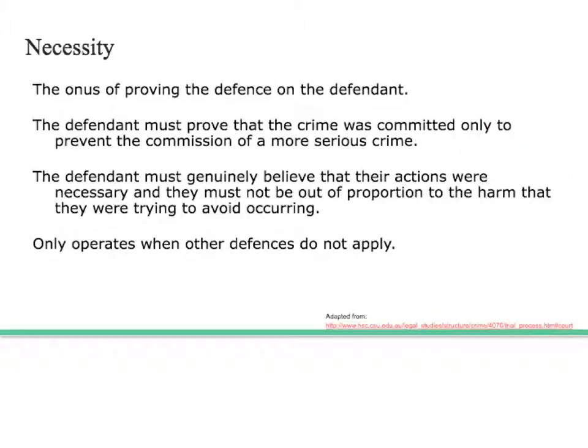Now, necessity is another interesting one. The onus of proving this defence is on the defendant. So the defendant must here prove that the crime was committed only to prevent the commission of a more serious crime. That is to say, the defendant must genuinely believe that their actions were necessary and they must not be out of proportion to the harm that they were trying to avoid occurring. And it only operates when other defences do not apply.